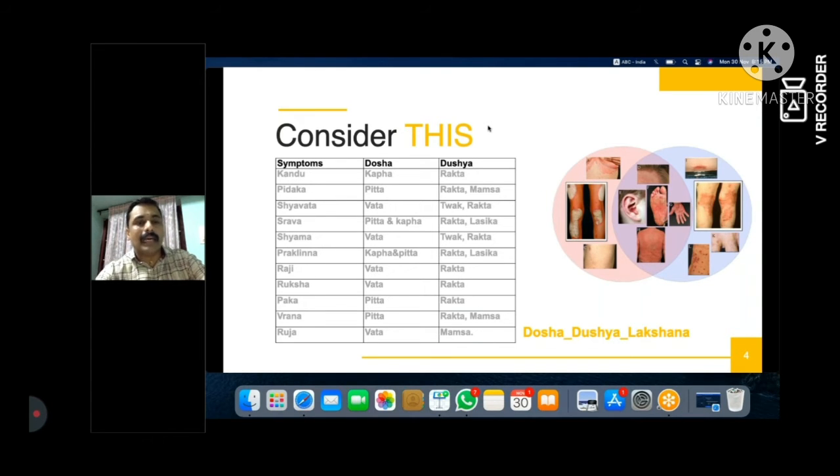Praklina, the kleda pradhana avastha. In that, kapha and pitta will be seen, associated with the rakta and lasika. Raji, the different discolorations over the skin lesions, is mainly because of the vata and involvement of the rakta. Similarly, paka is due to pitta and rakta, and vrana due to pitta, rakta and mamsa, and ruja especially because of the vata and mamsa.